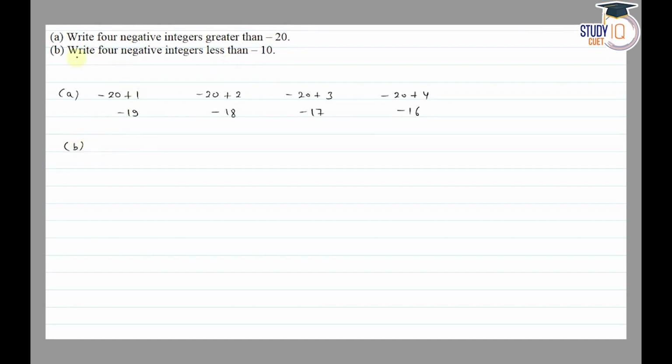B part find out. Write 4 negative integers less than minus 10. So to find out less than minus 10, we subtract positive integers from minus 10. Minus 10 minus 1, minus 10 minus 2, minus 10 minus 3, minus 10 minus 4. So we get minus 11, minus 12, minus 13 and minus 14. So minus 11, minus 12, minus 13, minus 14 are the 4 integers less than minus 10.